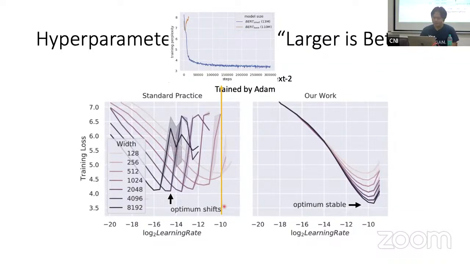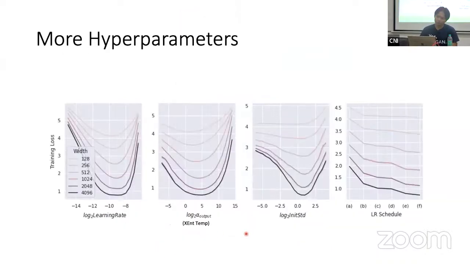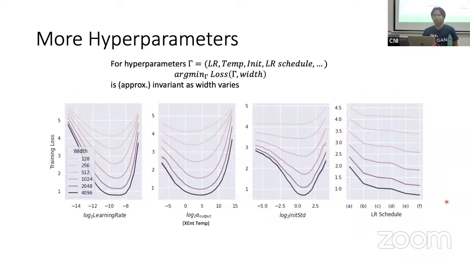And furthermore, here I'm showing you the most stereotypical hyperparameter, the learning rate, but it works for a lot more hyperparameters like learning rate, cross-entropy temperature, initialization standard deviation, learning rate schedule, so on and so forth. And in each of these, you can see the optimal is preserved. And in general, the true picture is that when you look at the high dimensional space of many hyperparameters together, then the optimal in that high dimensional space is approximately preserved as the width goes to infinity. So that's the key property of μP.